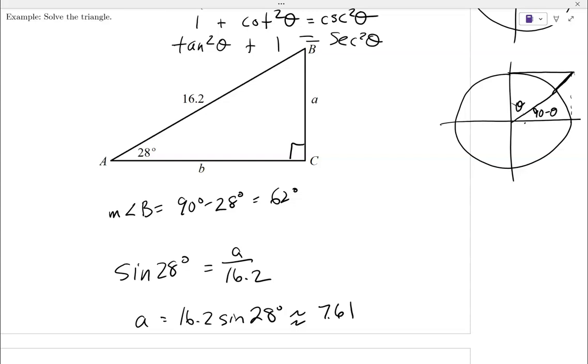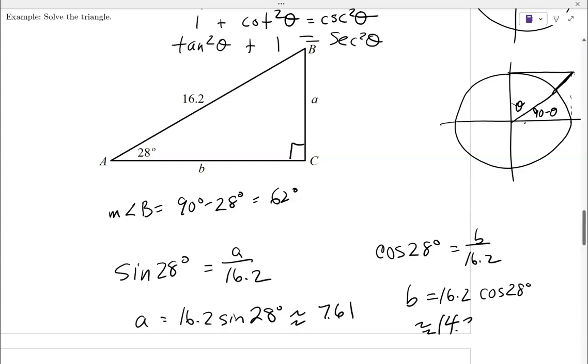All right. What other equation can we set up to help us with B? Let's use a trig function. I know we can do Pythagorean theorem, but let's use a trig function. What trig function could you use to solve for B? Good. Cosine of 28 equals B over 16.2. So multiply both sides by the 16.2 again. And what did you get there? 14.3 is what you said?